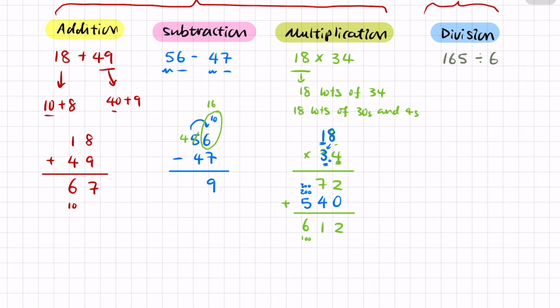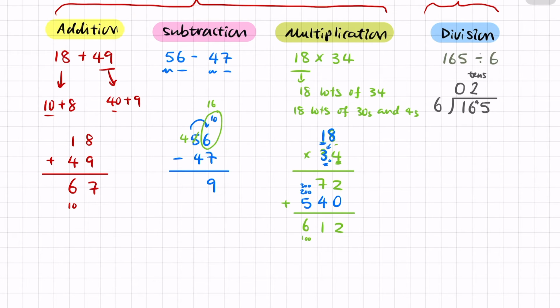Division is slightly different. We set out our calculation like this, with the dividend inside and the divisor outside. In the hundreds column, we can see 100 lots of 6 is 600. This is too large. So 0 hundreds of 6 goes into 100. In the tens column, 10 lots of 6 is 60. 20 lots of 6 is 120. 30 lots of 6 is 180, and that is too large. Therefore, we need 20 lots of 6. That is 2 in the tens column with a remainder of 45.